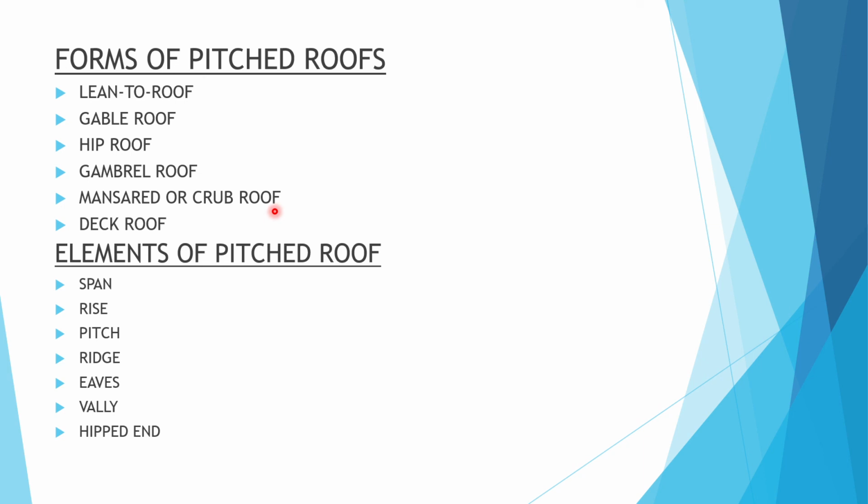Next, sixth one, deck roof. A deck roof slopes in all the four directions, like a hip roof. But a deck or a plain surface is formed at the top. These are all the six forms of pitched roofs.